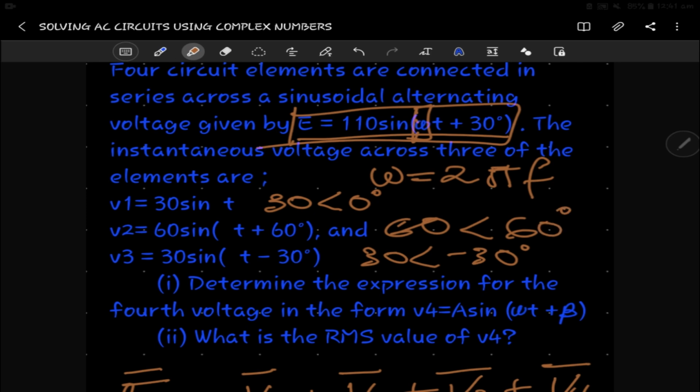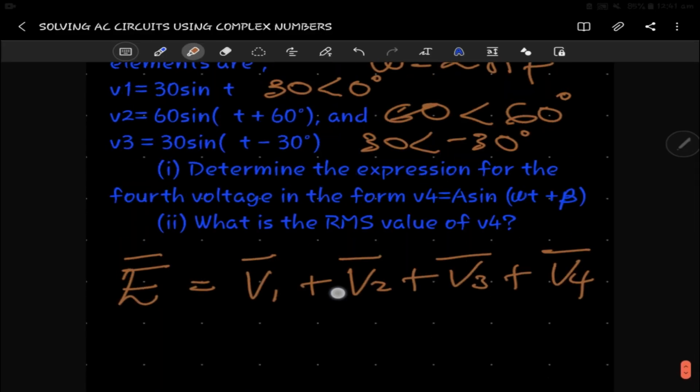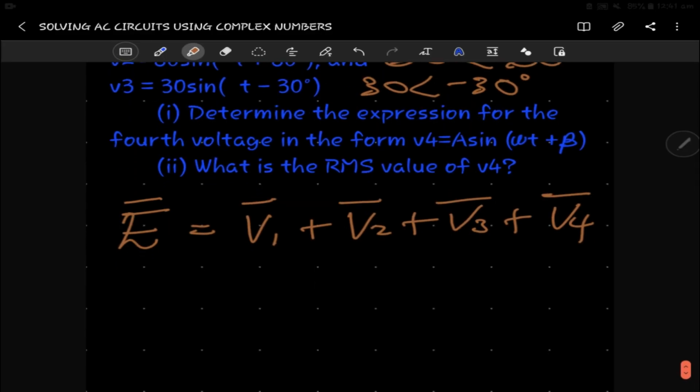Here we are trying to see how we can use a calculator to solve these. E itself has its own representation: we have 110, the phase angle symbol, and then 13 degrees. So this is how the sum is represented, and all of this can be solved this way.